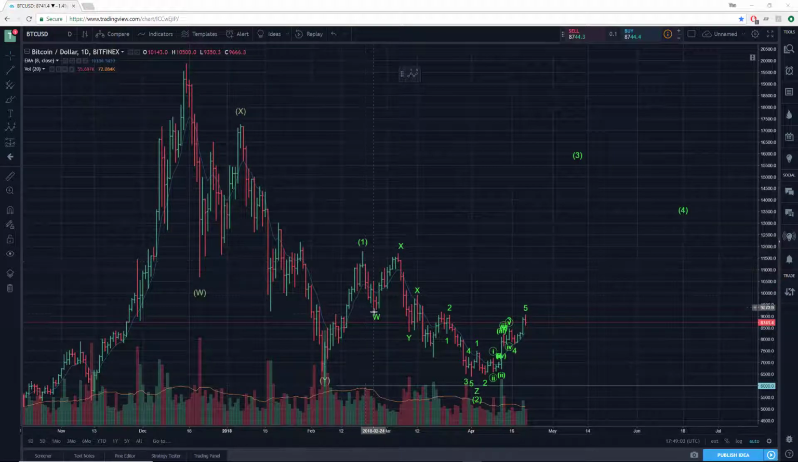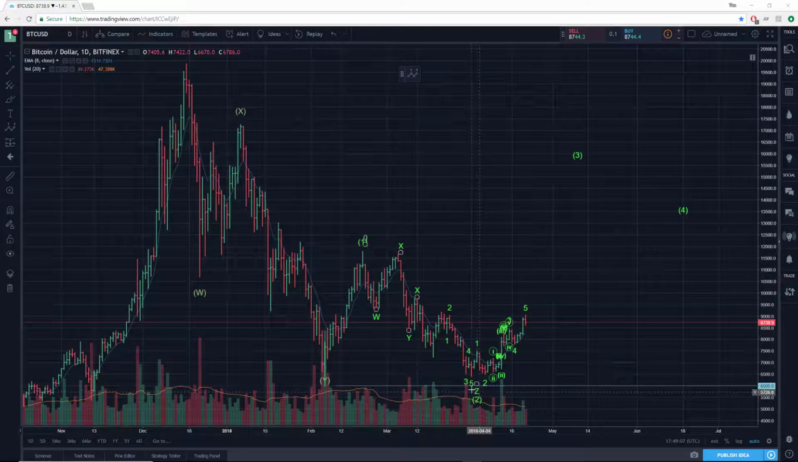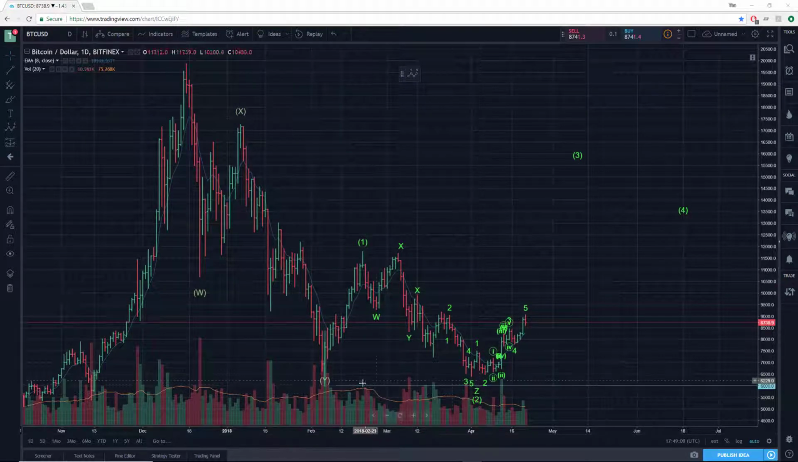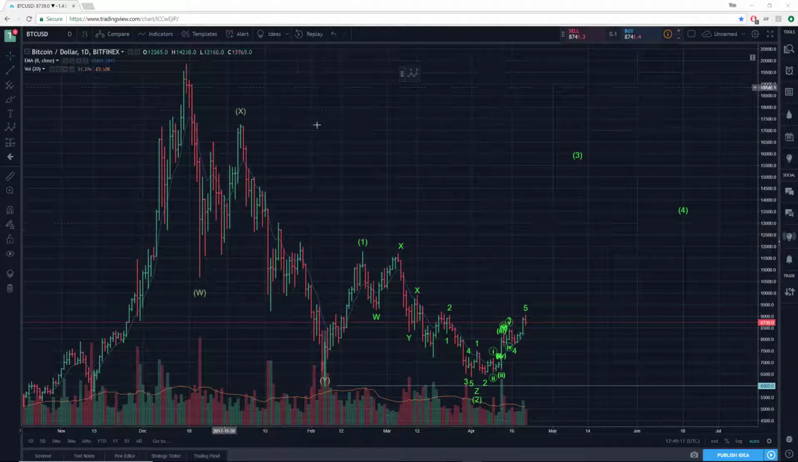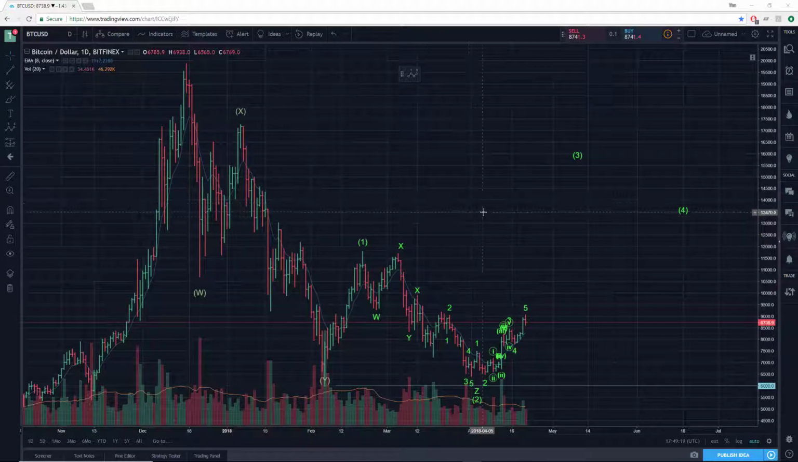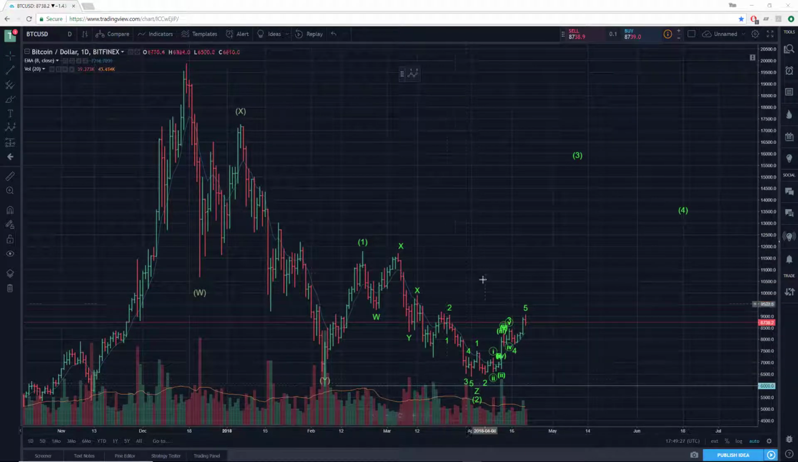You can still make the case for this WXYXZ wave 2 triple zigzag that did not make a new low below 6,000, and actually so far the low still stands at 64.2510. This is all Bitfinex pricing, by the way. And now you could still be making the case that we're advancing in a new trend and that the bottom is behind us. You can make that case as long as the lows hold.